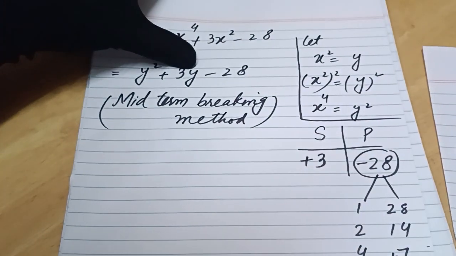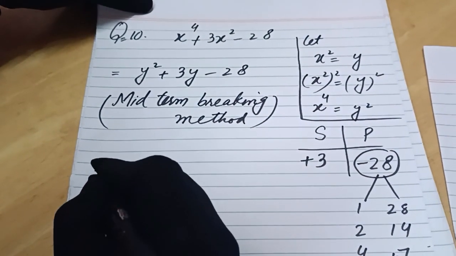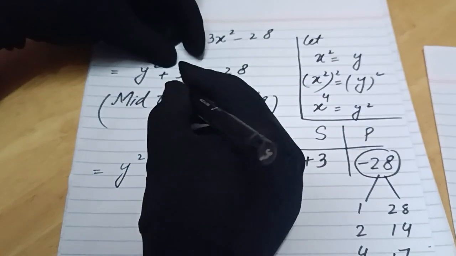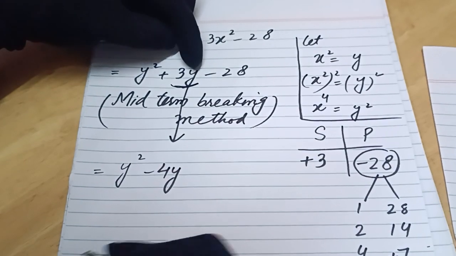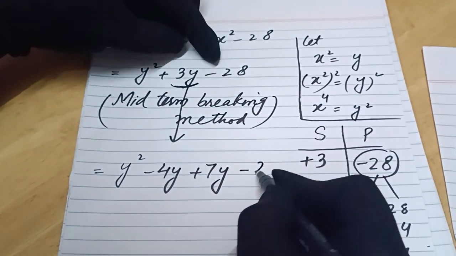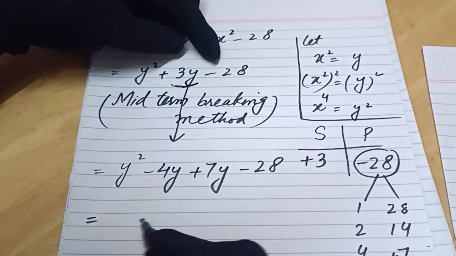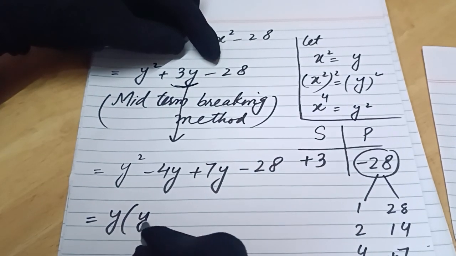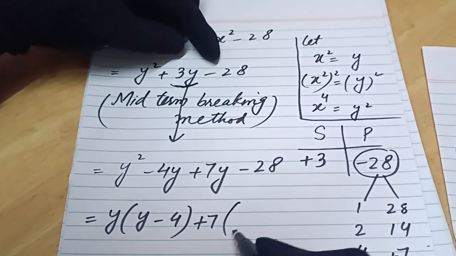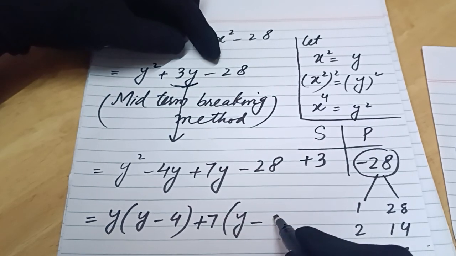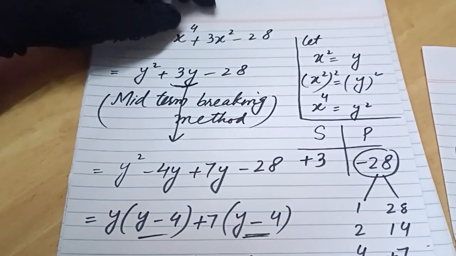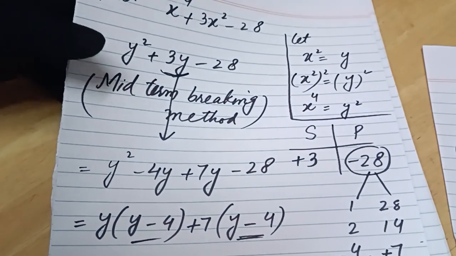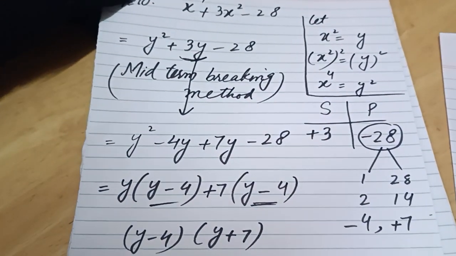So instead of 3, we will write two terms: minus 4 same variable, plus 7 same variable, minus 28. Take common y, then y minus 4 is left, plus 7, y minus 28 divided by 7 is 4. y minus 4, y minus 4, take it common, y plus 7 left. Now it is completely solved. The quadratic expression is completely solved as we took the help of y.